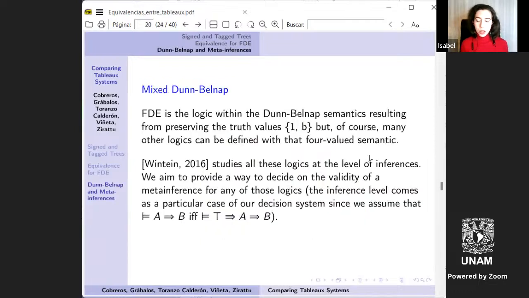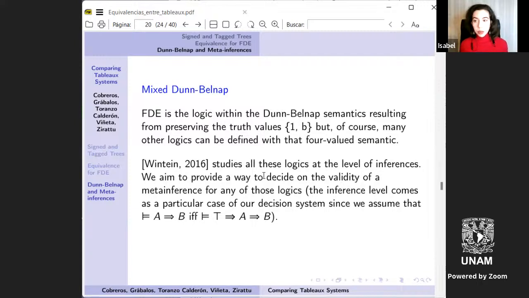Now, going on to the third and last part of the talk, we jump a little bit to the mixed dumbbell map. In general, dumbbell map semantics to which FDE belong. We mentioned FDE was the one that preserved 1 and B, but we can have all sorts of combinations with it, with the 4 values, 1, neither, B, and 0. Or preserving 1, neither, and B, if you wish.